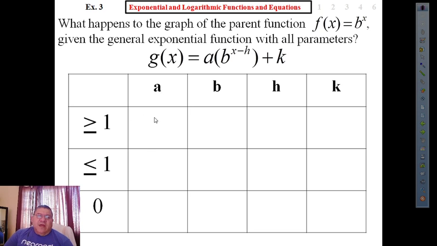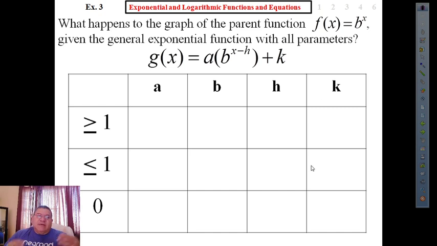And then you're going to write in here, once you have the table, what happens to the original graph when a is a number greater than or equal to 1. When b is a number greater than or equal to 1. H and k, same thing, and for when the value is less than or equal to 1 for a, for b, for h, and k. And what happens to the graph when a is 0, b is 0, h is 0, and k is 0?